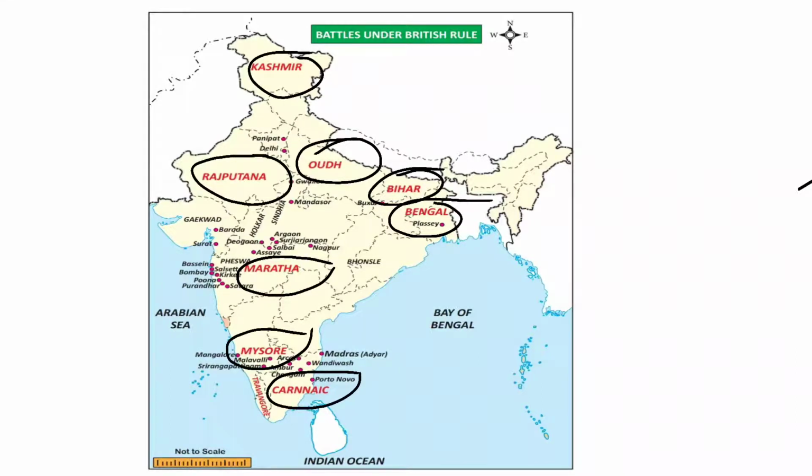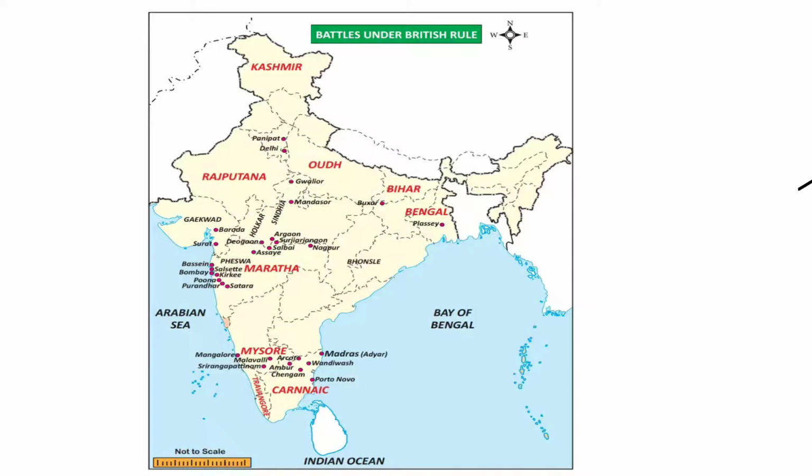These are the major important places under the British rule. And then the map of India is divided into 4 categories. First one is from north to south, which means this is the western India. This one is eastern India, western India and eastern India.